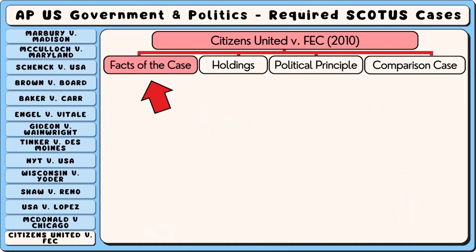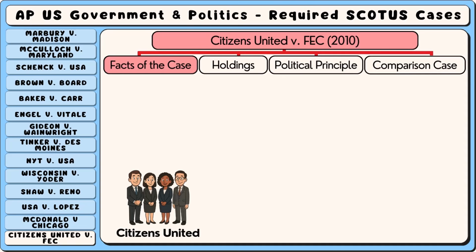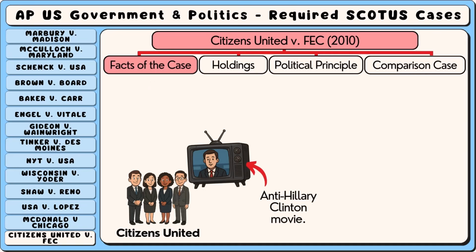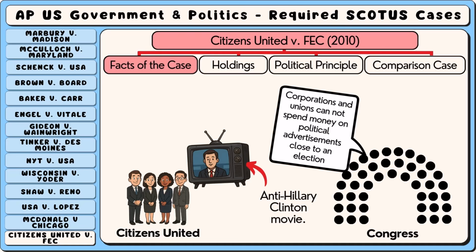Let's look at the facts in the case. In 2008, a political group called Citizens United created a film that was very critical of Hillary Clinton, a potential candidate for presidency. They wanted to release the movie and run television ads promoting it. However, a federal law passed by Congress said that corporations and unions could not spend money on political advertisements close to an election. Citizens United challenged this restriction.